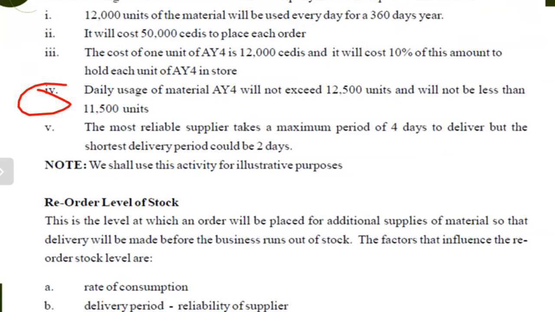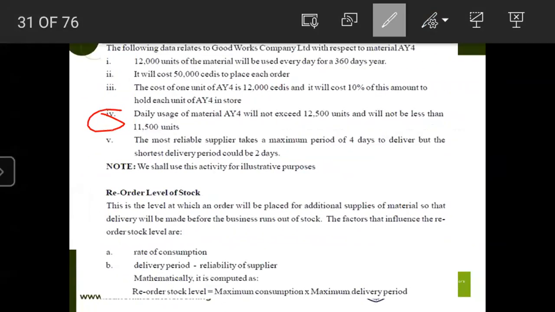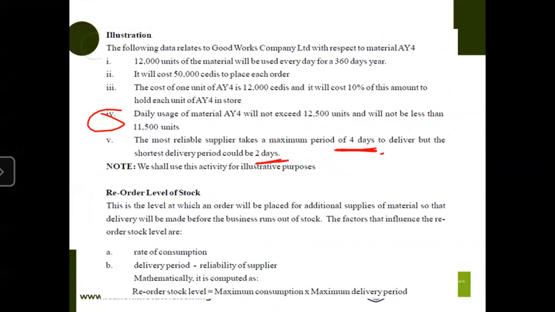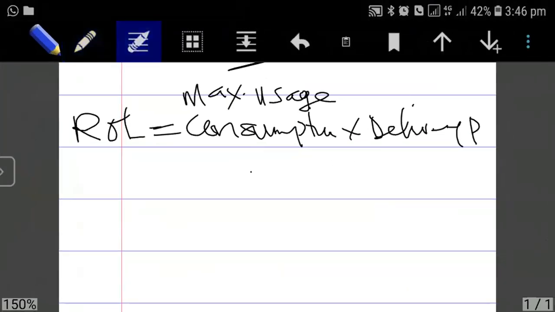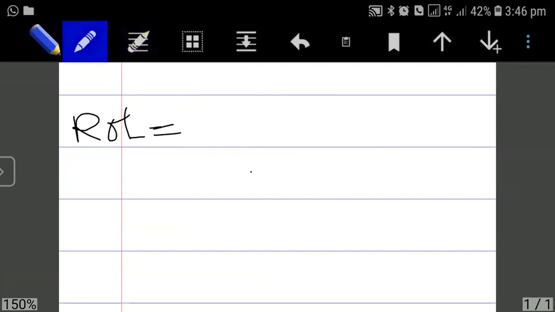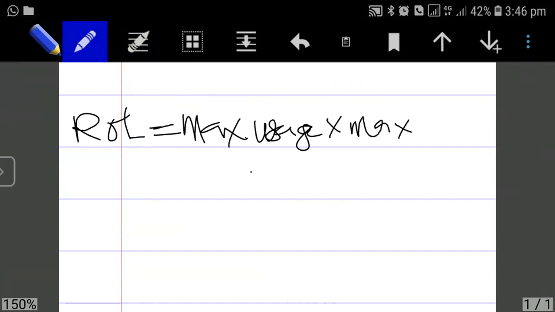Reorder level now equals maximum usage times what? Delivery period. What is the delivery period? We are told that the maximum delivery period is 4 days, and the minimum delivery period is 2 days. Can you see? Let me write this formula. Reorder level is maximum usage times maximum delivery period.